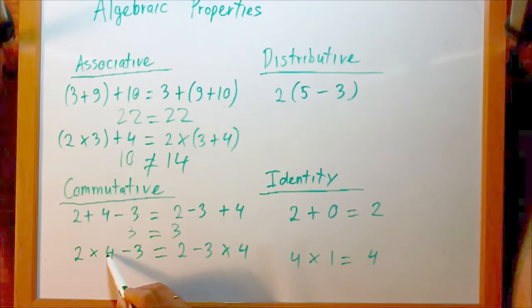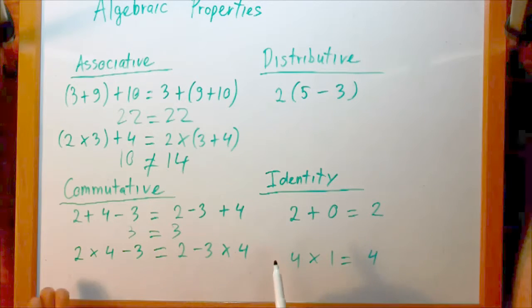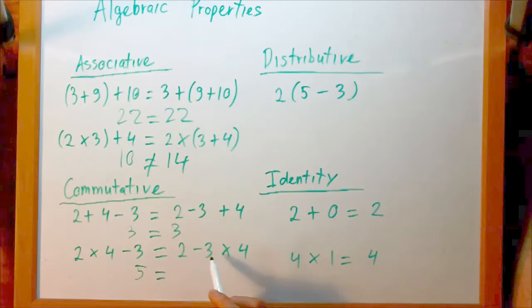So 2 times, by order of operations, we're supposed to do the multiplication first. So 2 times 4 is 8. 8 minus 3 is 5 over here, and here we have negative 3 times 4 is negative 12, negative 12 plus 2 is negative 10. So they are not the same, and that is the commutative property.